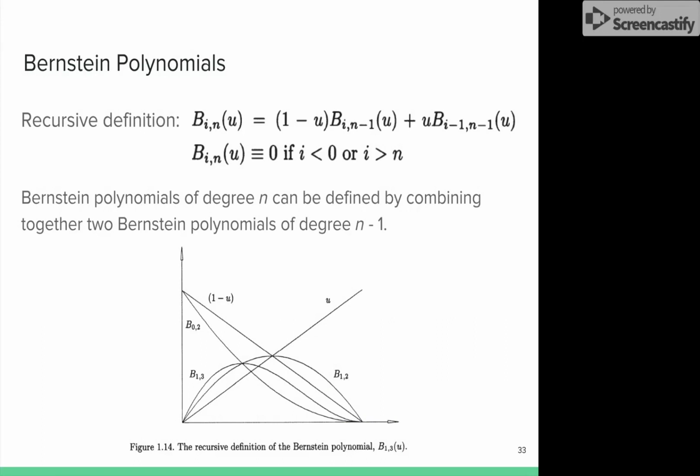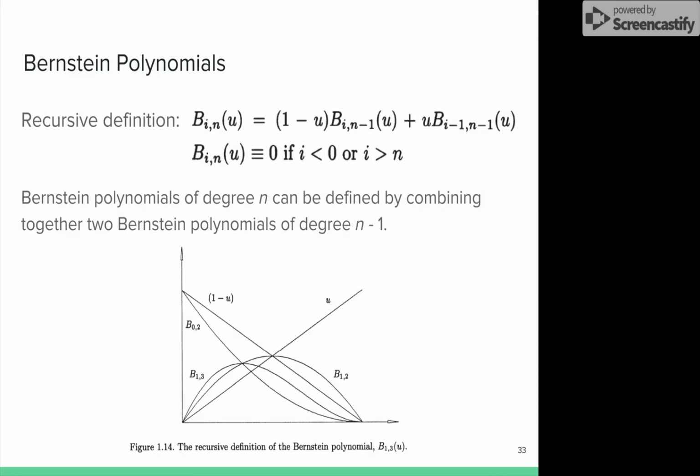All right, now let's talk about some Bernstein polynomials. Bernstein polynomials are mathematical functions that are used to calculate certain things about Bezier curves. Right here, we have the recursive definition of the Bernstein polynomial. And as you can see, it's a linear mathematical equation. So it's pretty simple to calculate. You kind of just plug and chug a number and you'll be able to get the answer. And if i ends up being less than 0 or i ends up being greater than n, then the Bernstein polynomial will end up being equivalent to 0.